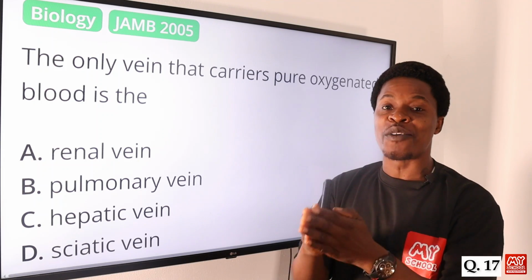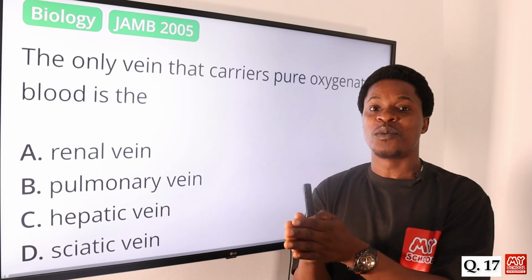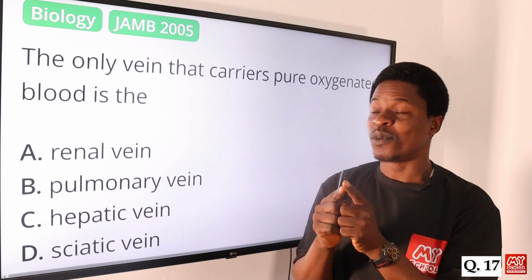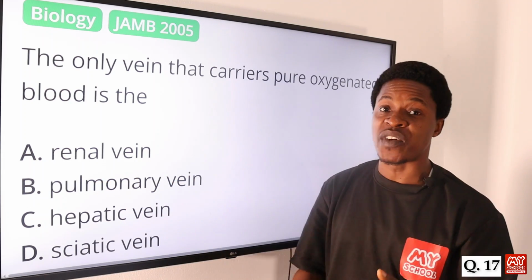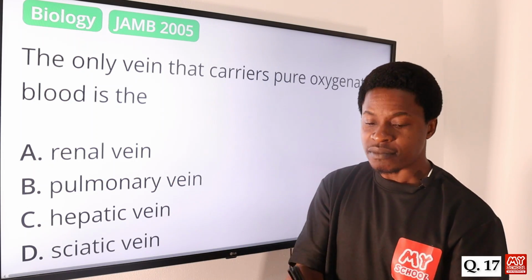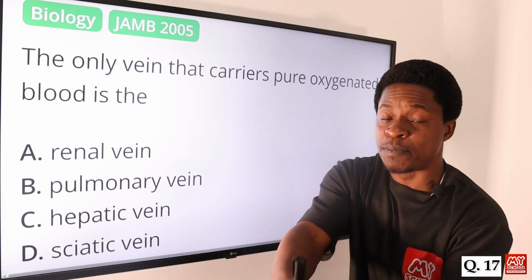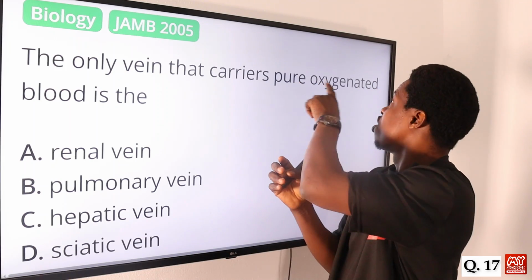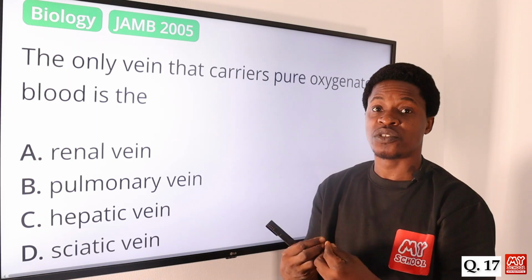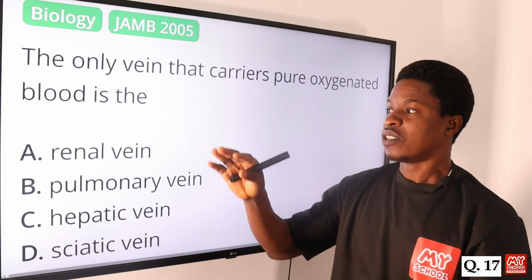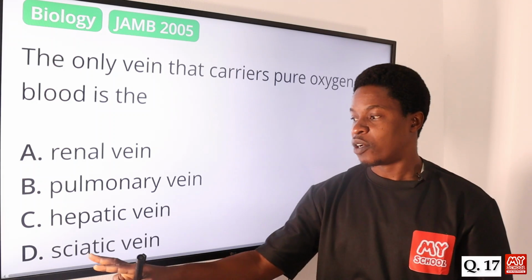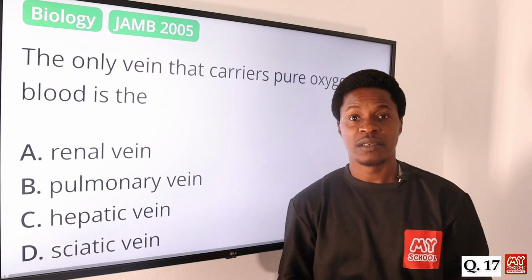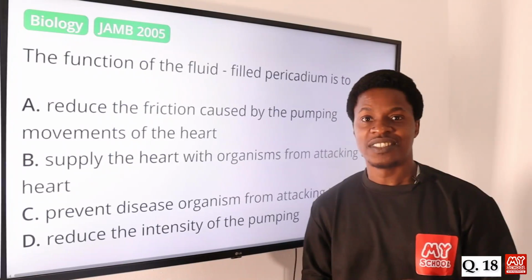So there's a rule that all veins must carry what? Deoxygenated blood. But there is an exception to that rule, which is the pulmonary vein. The pulmonary vein carries blood that is rich in oxygen. That's why we call it oxygenated blood. Pure oxygenated blood from the lungs, usually, to the heart. So not renal vein, not hepatic vein, not sciatic vein, but pulmonary vein. So the correct answer is option B, pulmonary vein.